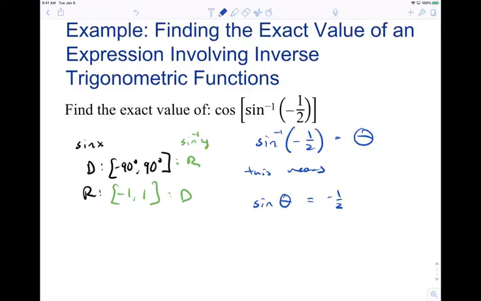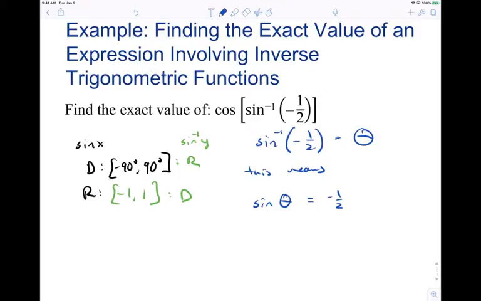Why did you say 4 over 3? Because the cosine is... What did you say? It is quadrant 4. I'm saying it's quadrant 4.